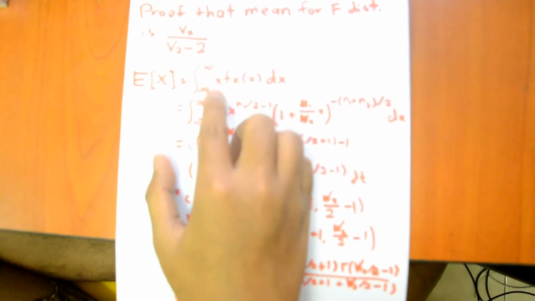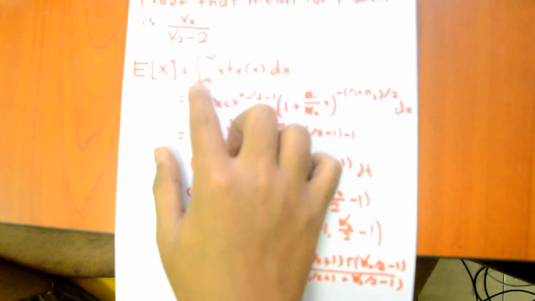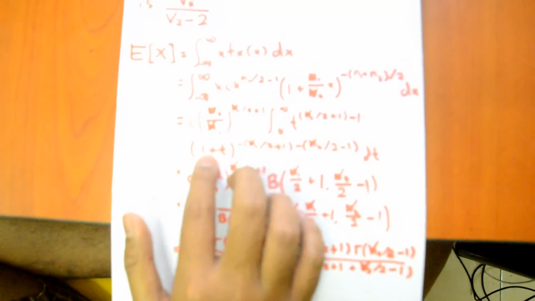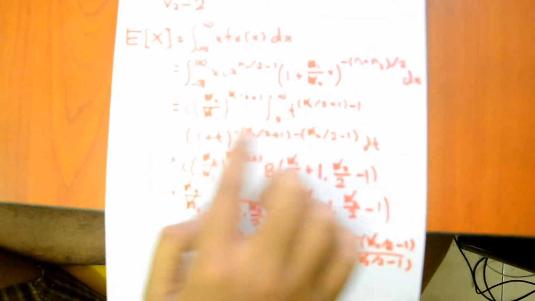And now for question 2, prove that the mean for the F distribution is V2 over V2 minus 2. First, we integrate x f(x) dx with limits infinity and negative infinity. This can be derived from the integral representation of the beta function, as you can see in here, until we get V2 over V2 minus 2.